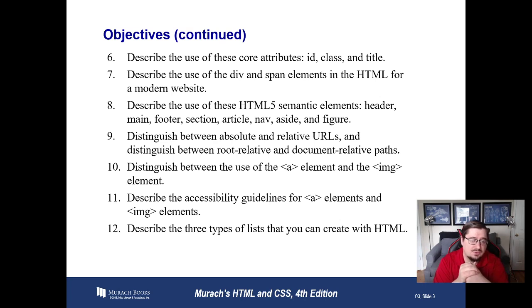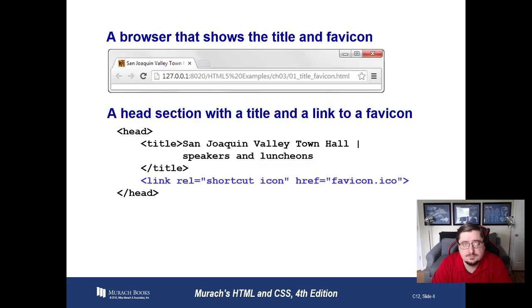We'll distinguish between the use of, say, an anchor tag, which is a name tag, and an image element. We'll talk about some of the accessibility guidelines for both anchor tags and images. And then we'll talk about three kinds of lists that you can use with HTML5. Okay, so let's dive in.